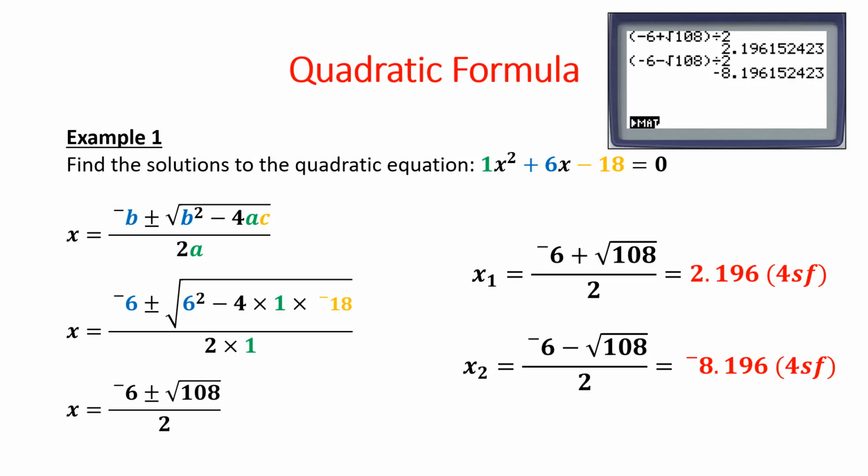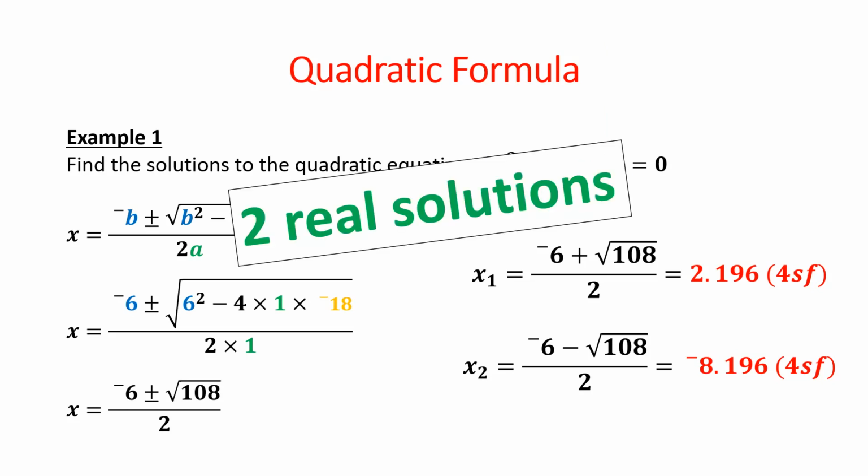And my second solution, I do the same, but I replace the plus with a minus. So I go bracket minus 6 minus the square root of 108, close bracket, divide 2, and that gives me negative 8.196. Again, I've rounded to 4 significant figures. Now, these are real numbers, so we're going to say that there are 2 real solutions to this quadratic equation.